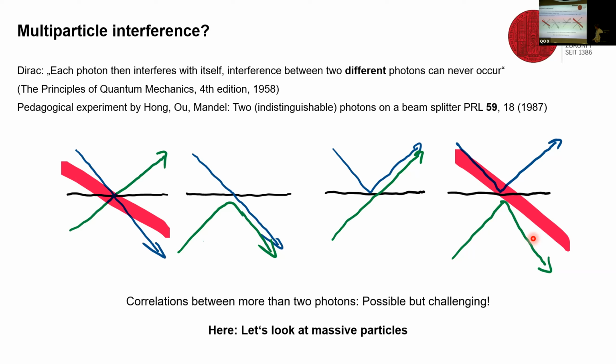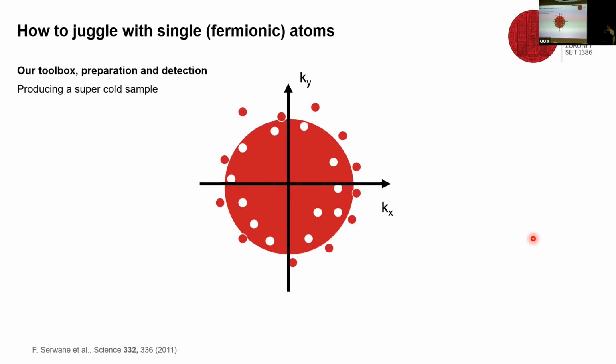Yeah, and that is being done. But it gets tough if you add more and more photons, because you have to have many, many photons being observed at the same time. It's a little bit easier with massive particles, and I will show you in the course of this talk how we are doing this.